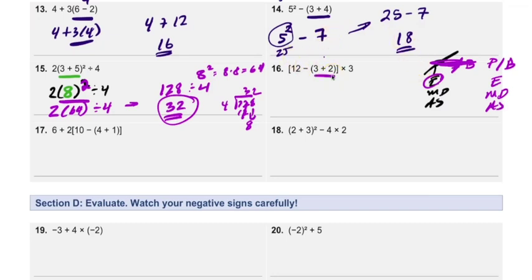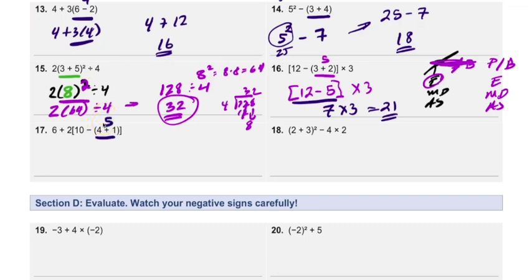So 3 plus 2 is 5. Now we have 12 minus 5 times 3. Again, I still got to do parenthesis or bracket first. So that goes next. 12 minus 5 is 7 times 3. And that gets me 21. Over here, same thing. We're going to do parenthesis first or bracket inside out.